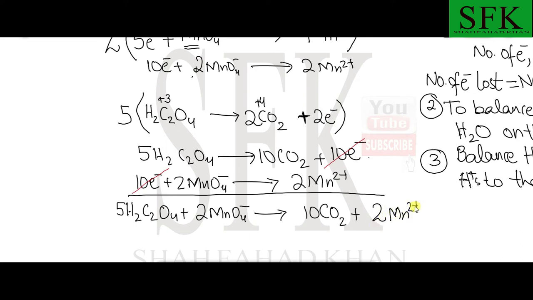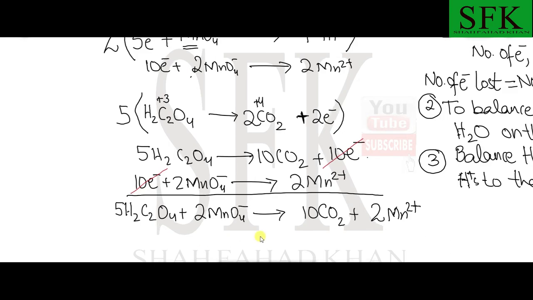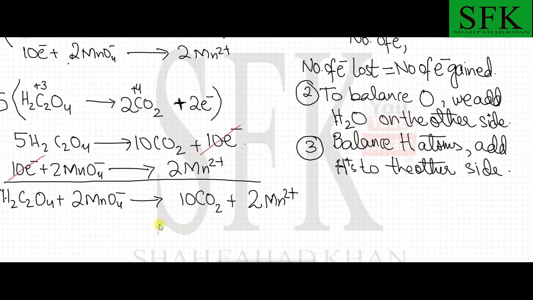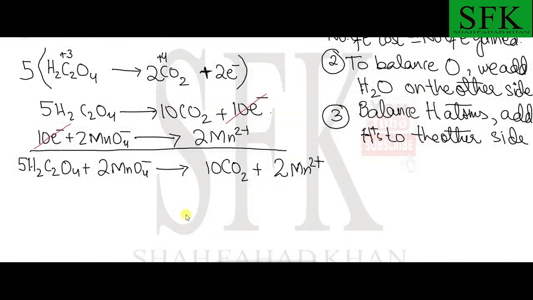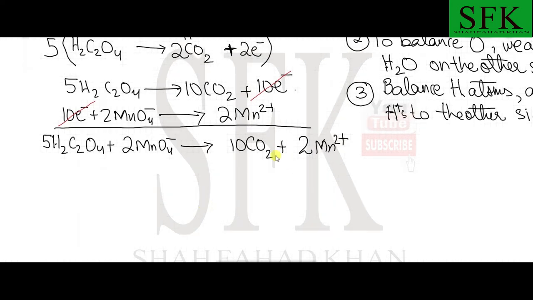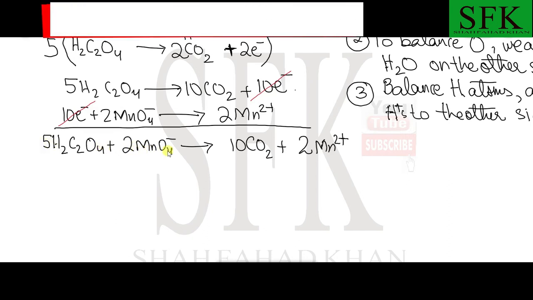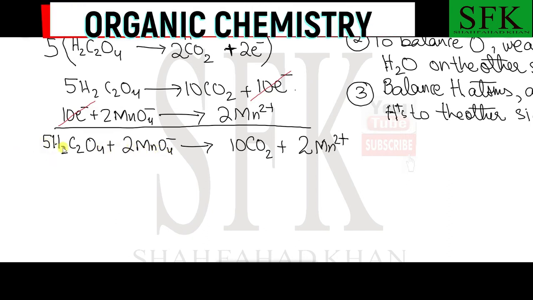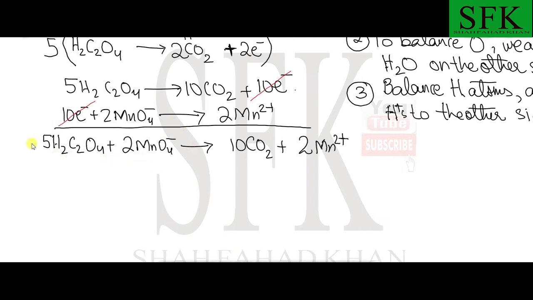Now let's come to the second step. The second rule states that to balance the oxygens, we add water molecules. Now let's count the oxygen on this side. There are 20 oxygen atoms, and on this side, 5 4s are 20, and 28. There are 28 oxygen atoms. So 8 oxygen atoms are greater over here.